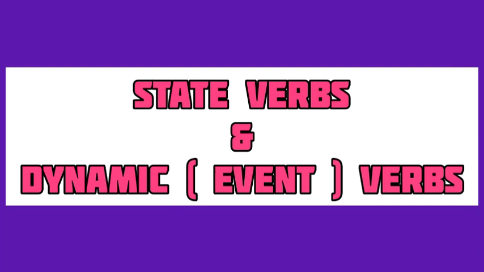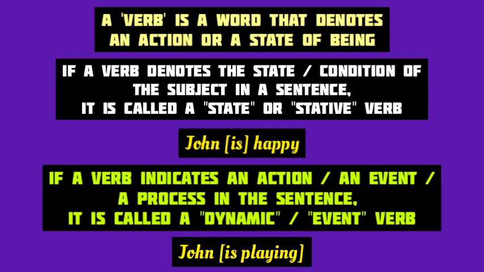Today's topic is state verbs and dynamic verbs. As you know, a verb is a word that denotes an action or a state of being. In English grammar, there are broadly two types of verbs.